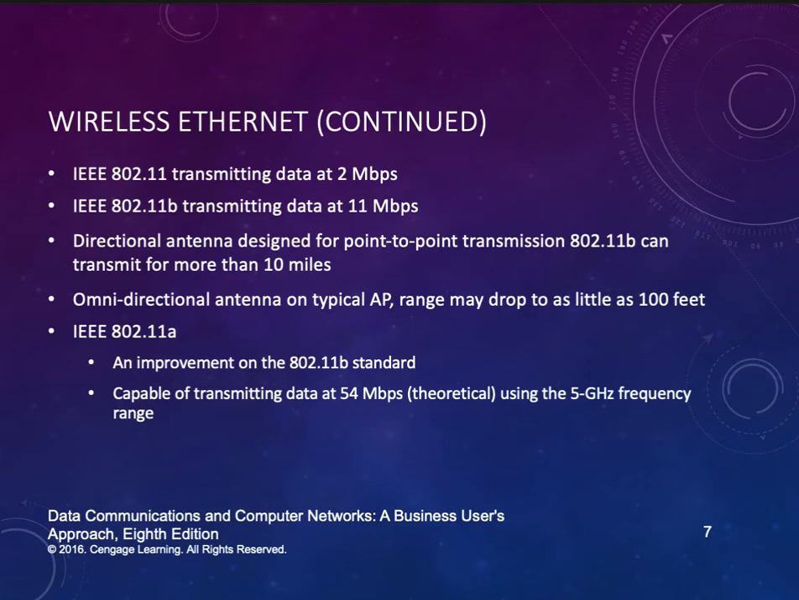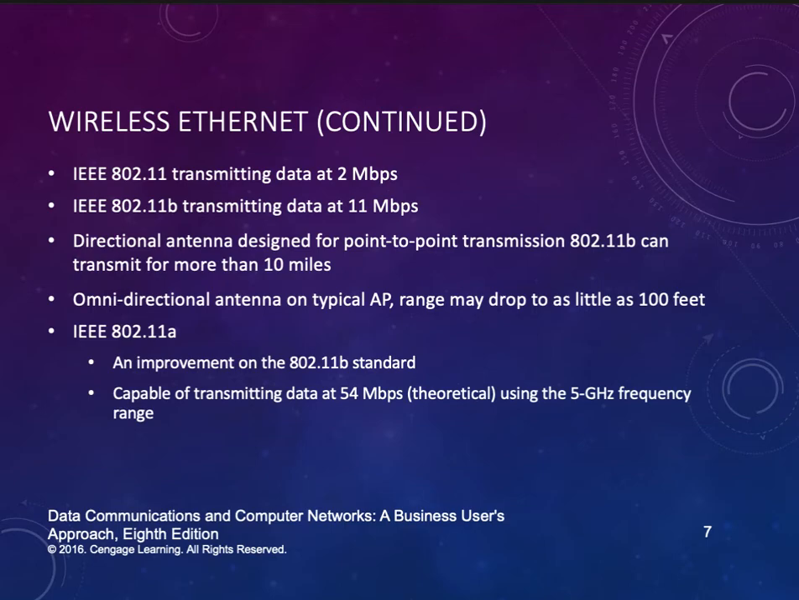IEEE 802.11 is the initial part with 2 megabits, followed by 11b, which is 11 megabits per second. It's a directional antenna where the radius is about 10 miles. It's omnidirectional, 100 feet, for IEEE 802.11a. Here it transmits 54 megabits theoretically, using a 5 gigahertz frequency.